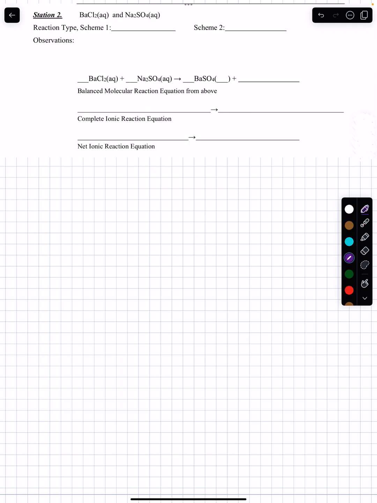So for barium chloride, we've got a barium ion and we have chloride ion. The 2 here tells us that we have 2 chloride ions. So I'm just going to draw 2 of those. And then we need to indicate what the charges on these ions are. Barium is in group 2A, so it has a 2 plus charge. And chloride is in group 7A, so it has a negative 1 charge. Okay, so those are the ions in that first one.